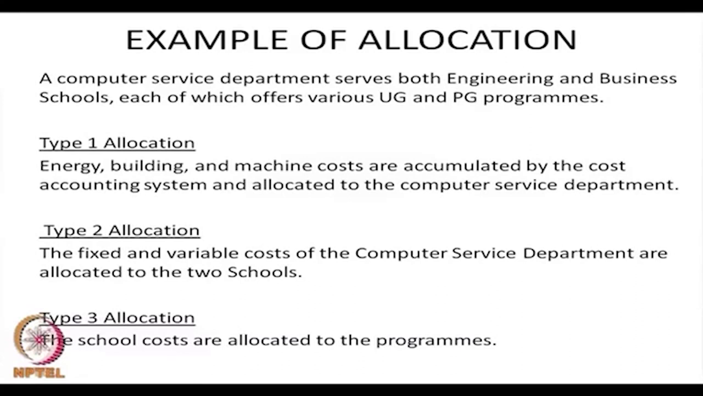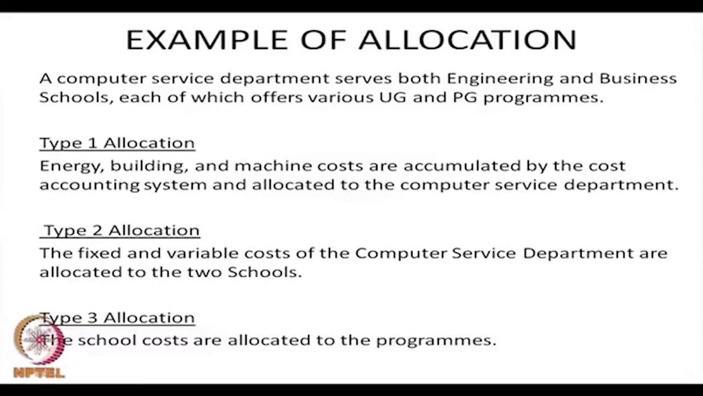Examples of allocation we are giving here for each type. A computer service department serves both engineering and business schools. Each of these schools offers various undergraduate and postgraduate programs. So, the first type of allocation will be the various costs such as building, machines, energy, etc. They are all accumulated and are put to the organizational unit, in this case the computer services department. So, that is the type 1 allocation.